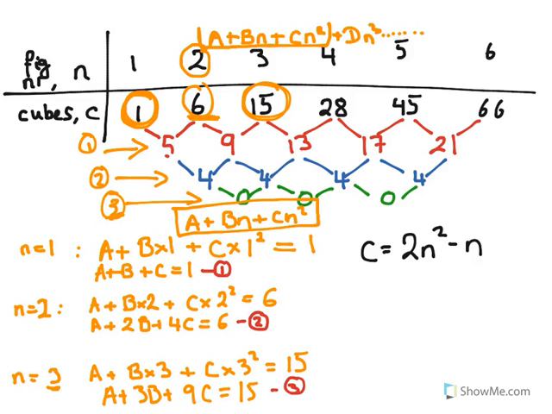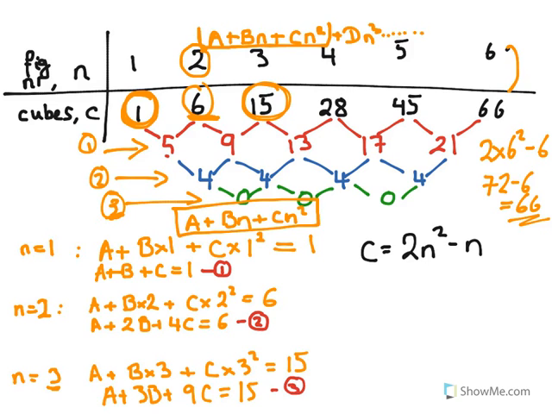Let's look at what would happen for n equals 6. So let's go up here for n equals 6. 2 times 6 squared minus 6. 6 squared would be 36. 36 multiplied by 2 would give us 72. 72 minus 6 would give us 66. So our formula works for n equals 6.